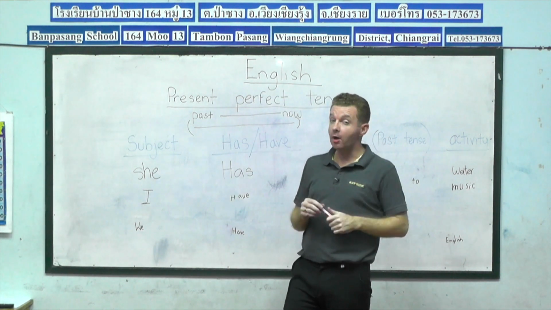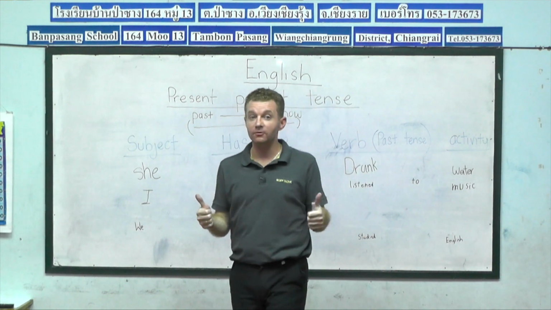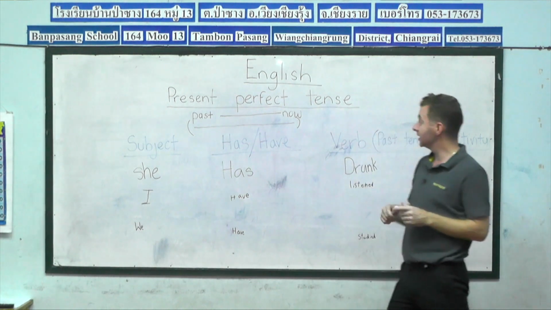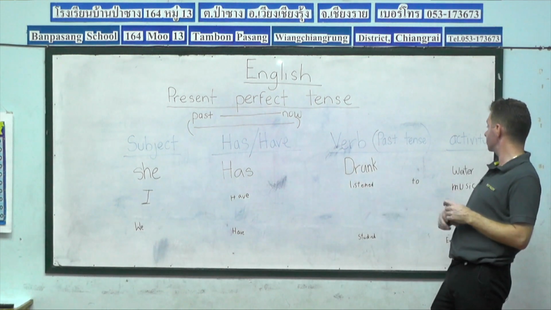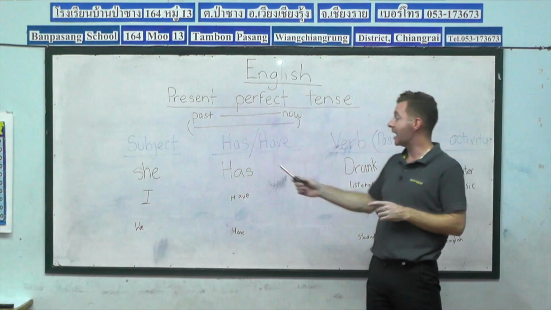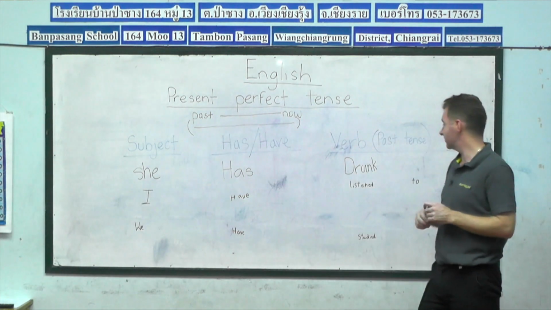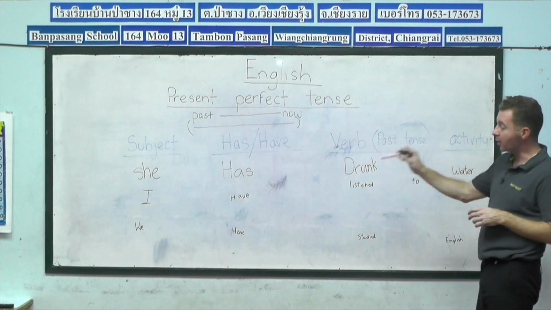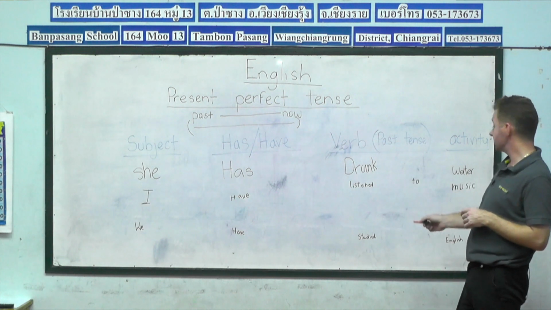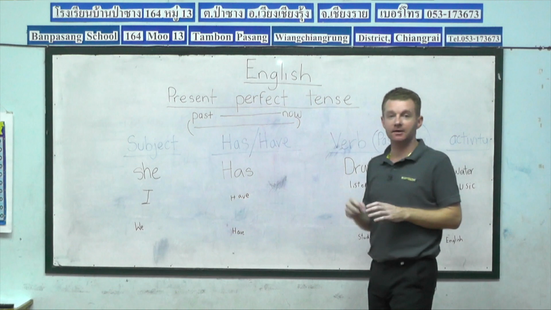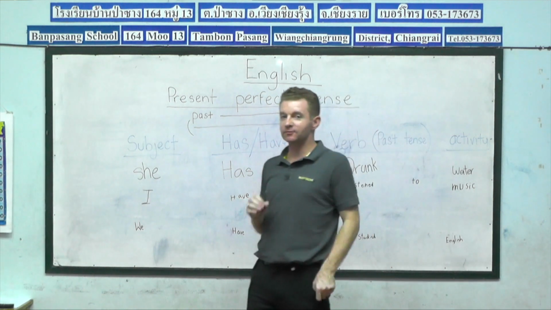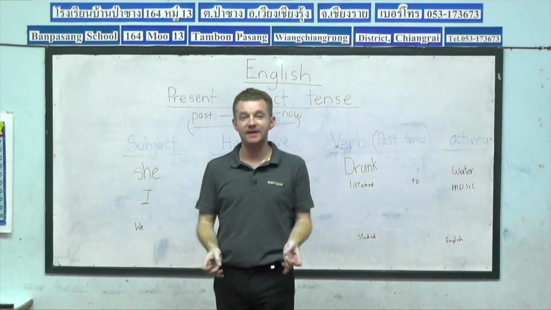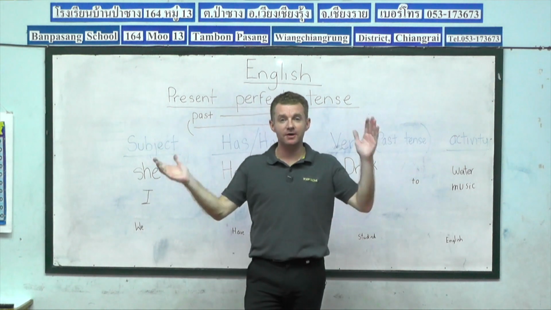So now we've got our 3 sentences on the board from our students. We can practice saying them together. She has drunk water. I have listened to music. We have studied English. And this is how we construct affirmative sentences in the present perfect tense. Guys, that was brilliant. Very well done.